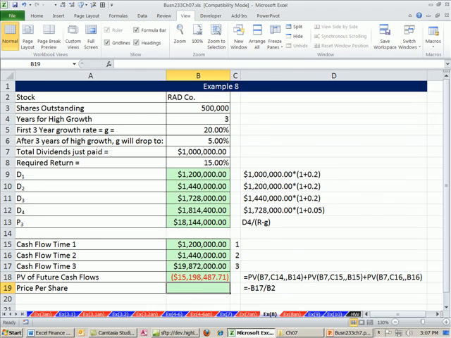We need to figure out the price per share. So I'm going to say negative this to get a positive divided by 500,000, $30.40.